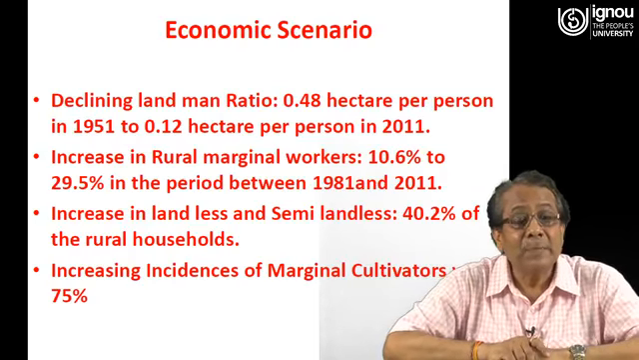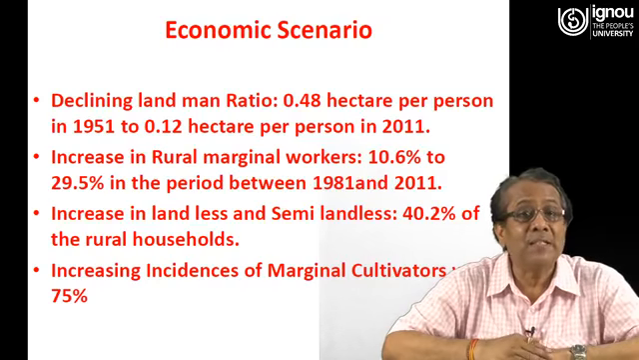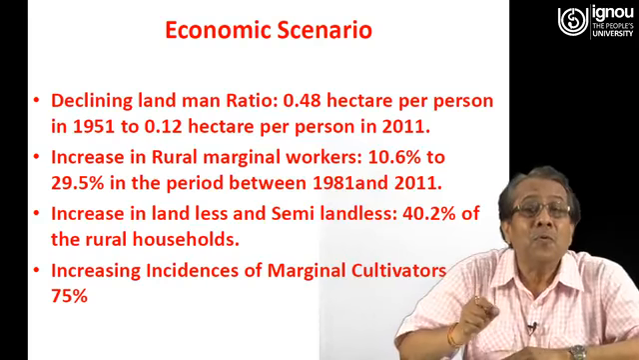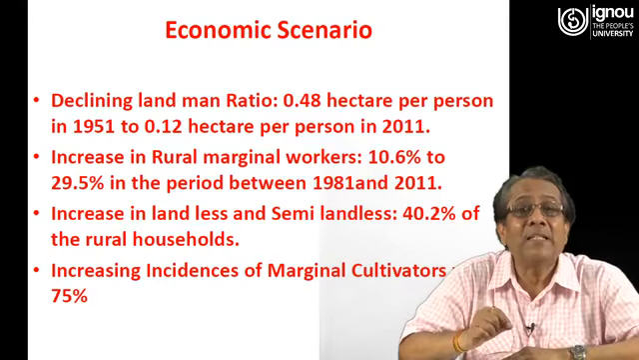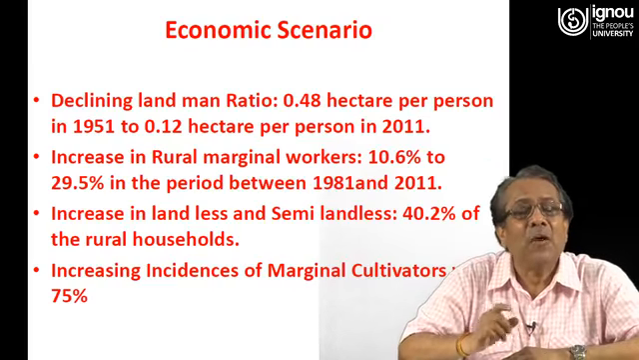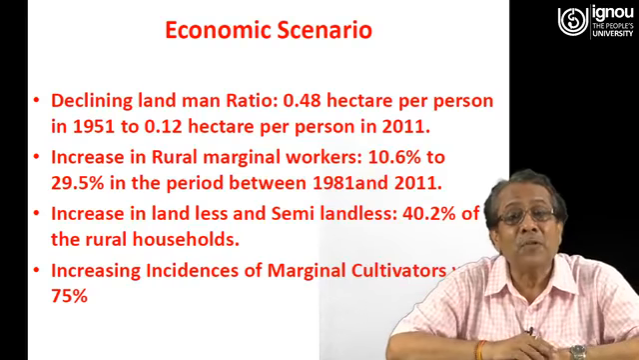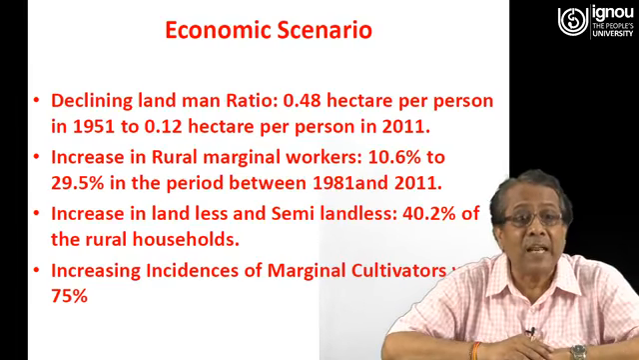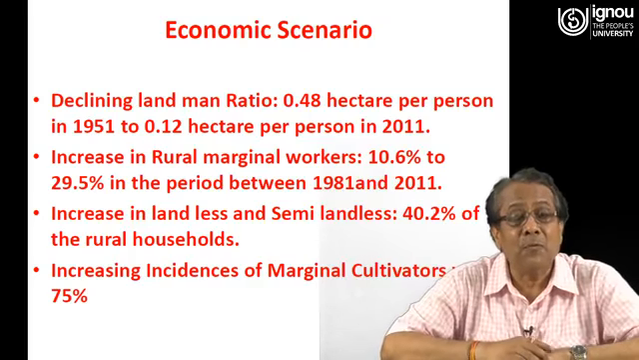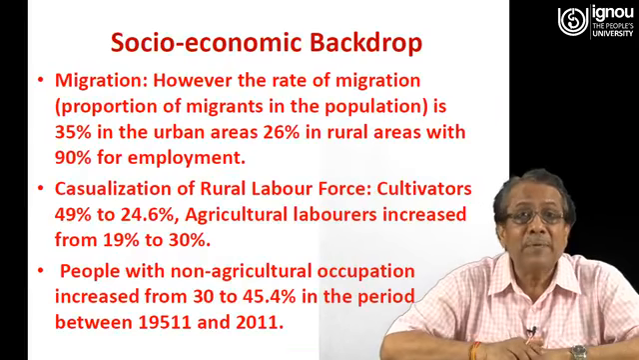Then we find a similar increase of landless and semi-landless people in rural India. Semi-landless means those who own land only to the extent of 0.04 hectare. If we bring them in, 40.2% of the rural population are landless. Now, the incidence of marginal cultivators, those who own less than 1 hectare of land, altogether comprise 75% of the rural labor force.